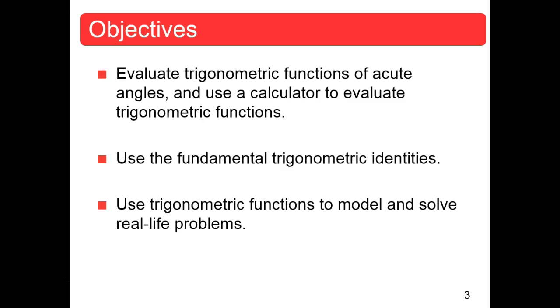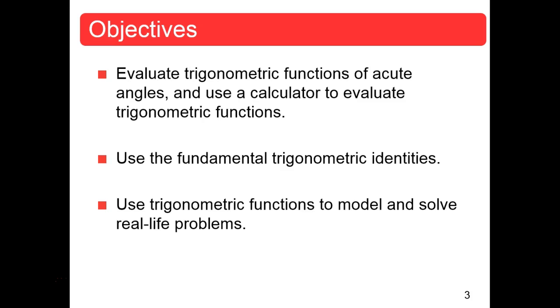Now I've seen students before say sine is y. Not in right triangle trig. That's only when you're on the unit circle. Okay, we'll get to that later. Our objectives here are to evaluate trigonometric functions of acute angles. What are acute angles? Under 90 degrees. Yes, between 0 and 90 degrees.